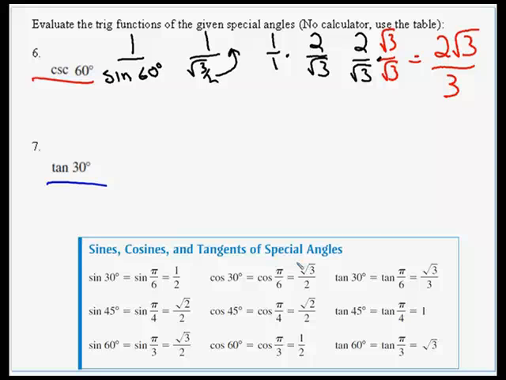Tan of 30 we can get right off the table. Here's tangent of 30, root 3 over 3.